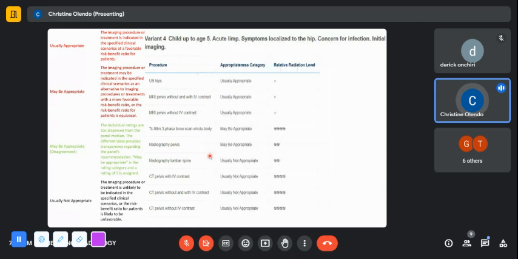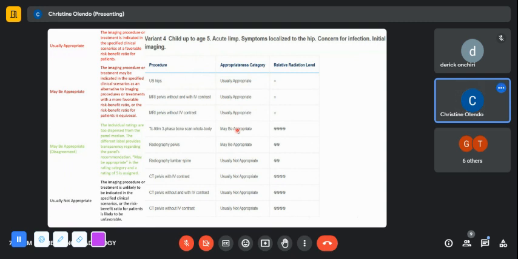So variant 4 is a child up to 5 with an acute limp with localized symptoms to the hip, and there was a concern for infection here. The ultrasound of the hip and MRI pelvis with or without IV contrast were usually appropriate. This is because it's a localized area and you will be able to see. But as Dr. Mongo said, up to 5, you'd rather go with an MRI for that area. And then the rest may be appropriate.